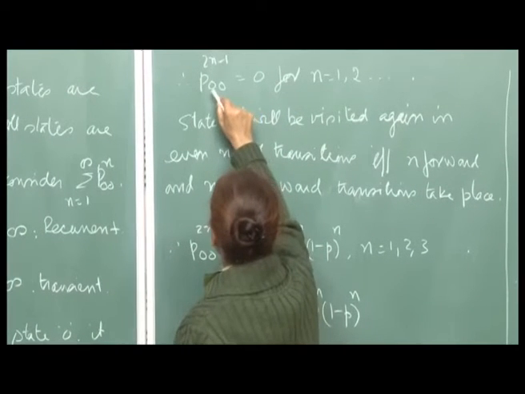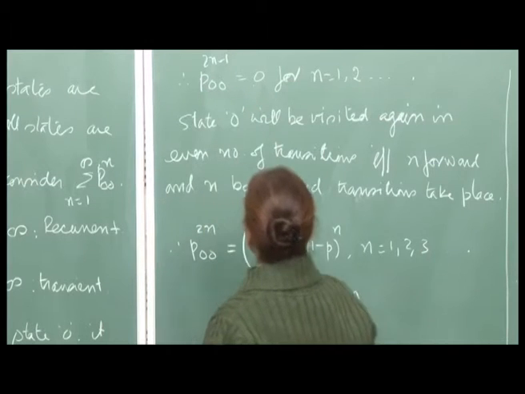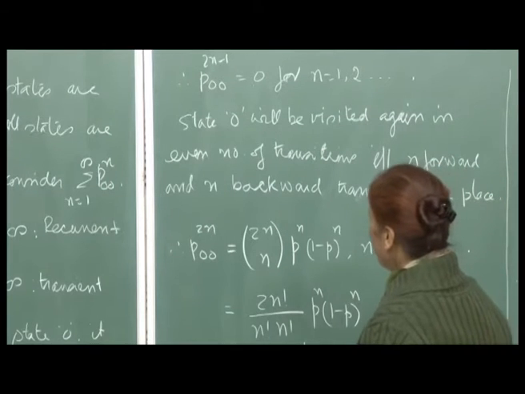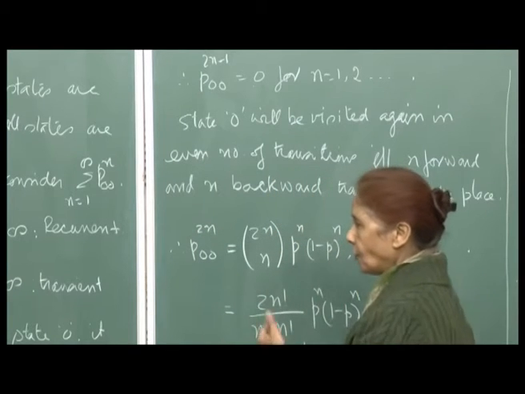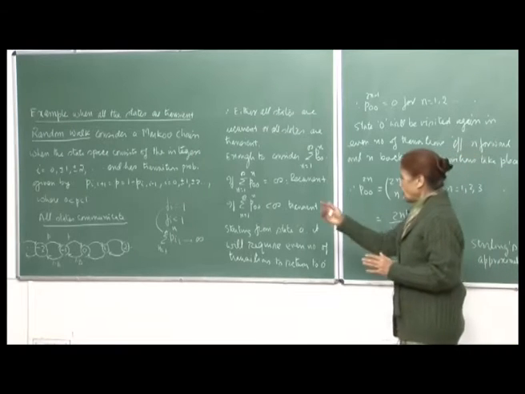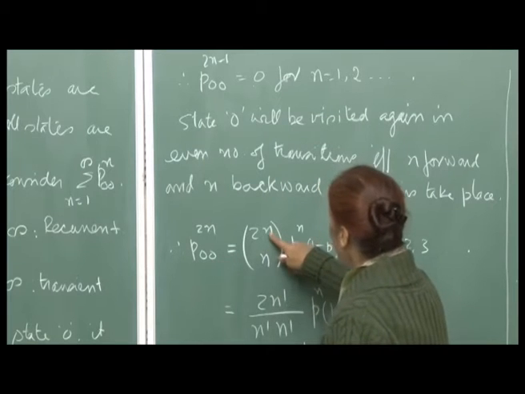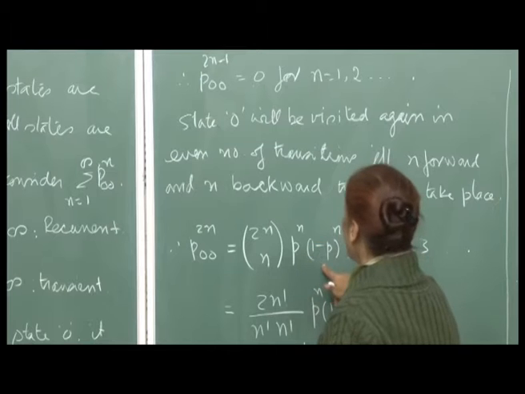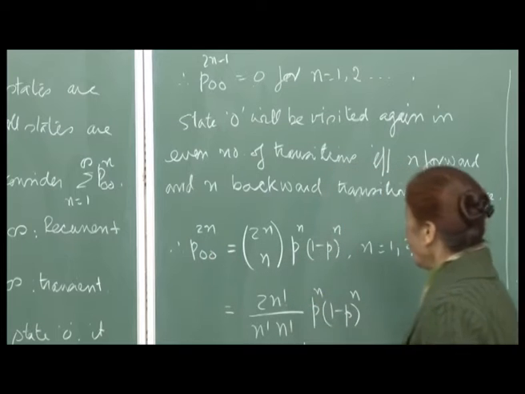You cannot come back to 0 in an odd number of steps, so those probabilities are 0. For coming back in an even number of steps, you require exactly n forward transitions and n backward transitions in any order, as I tried to explain from the diagram. So, from 2n you choose n forward transitions and n backward transitions. Therefore, the probability p 0 0 2n will be like this.